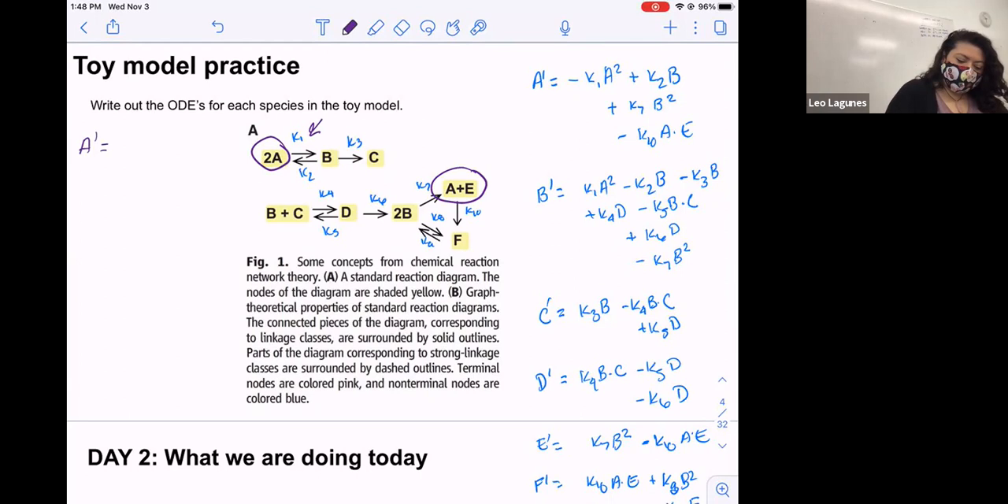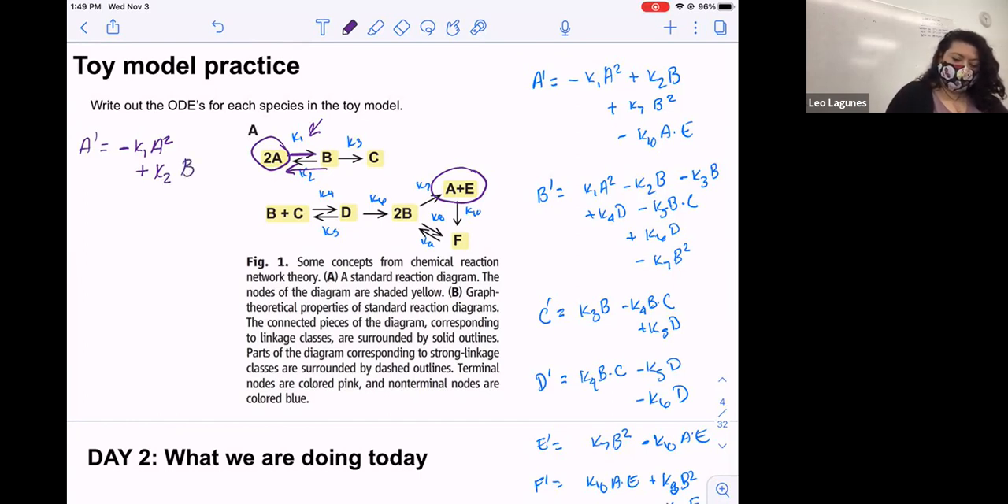Okay, so here we are losing, because it's the forward reaction, we are losing with the coefficient of K1, and we're losing 2 A's. So A times A would be A squared. And then we're gaining A, so the reverse reaction, we're gaining A, so that's going to be a plus with a coefficient of K2, and we're gaining it from B.